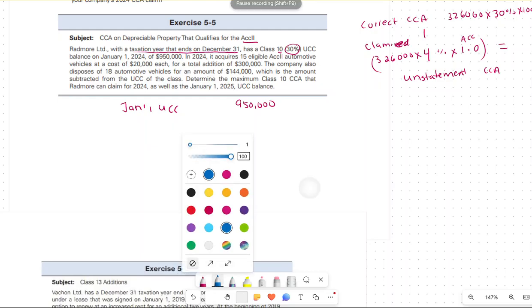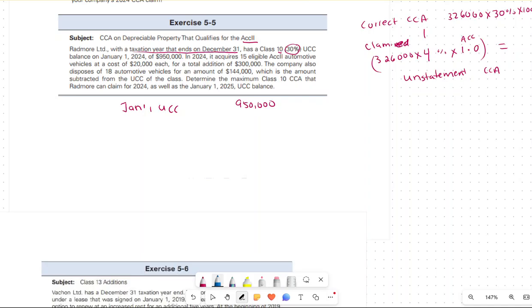So what I have to add is any acquisition that we have, any purchases we have is an acquisition. So what they said is it acquires 15. So what we did is we acquired 15 automobiles. The cost of each is $20,000.